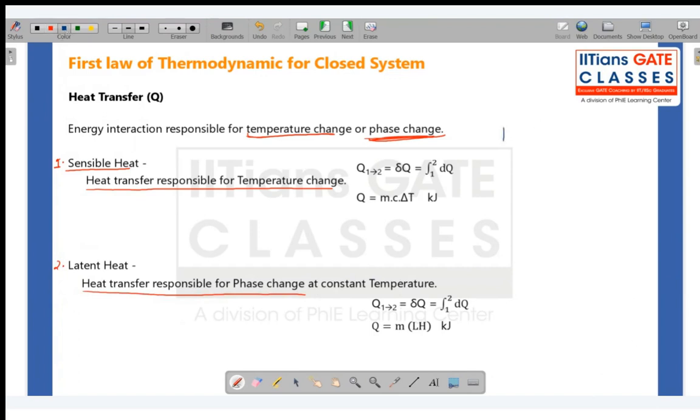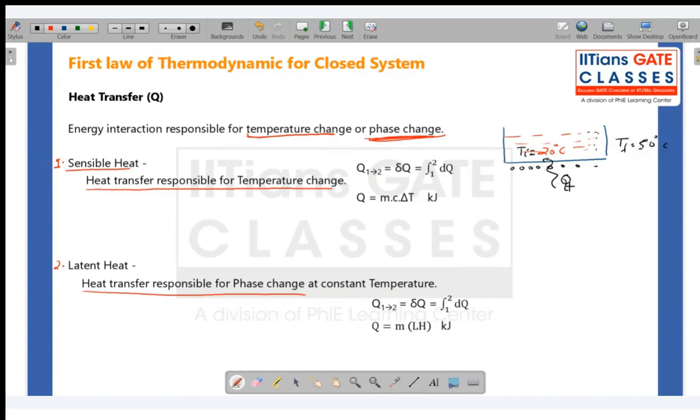Now, let's see. You have this bucket, and in this you have some water. This water is at, let's say, 20 degree Celsius. Now I am giving some heat. Maybe I have put on an electric heater or something. There can be so many ways. Or I am burning some coal here. So I am giving some heat, and then its temperature rises to, let us say, 50. So this was its initial temperature. After some time, the final temperature is 50 degrees.